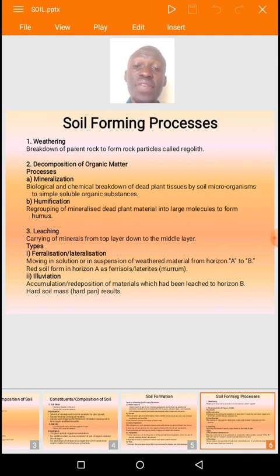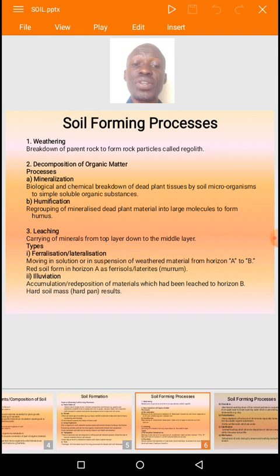We have irradiation, that these materials, after they have been lost from the upper parts, accumulate into layer B, what you call horizon B. That is irradiation. Leaching, they are lost, then irradiation, they accumulate. And when this happens, they are saying hard soil masses, hardpan, results. There is now much accumulation of these materials.